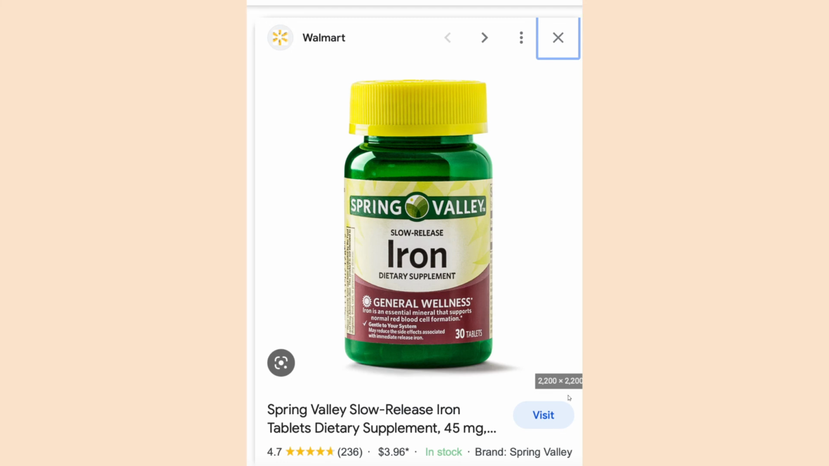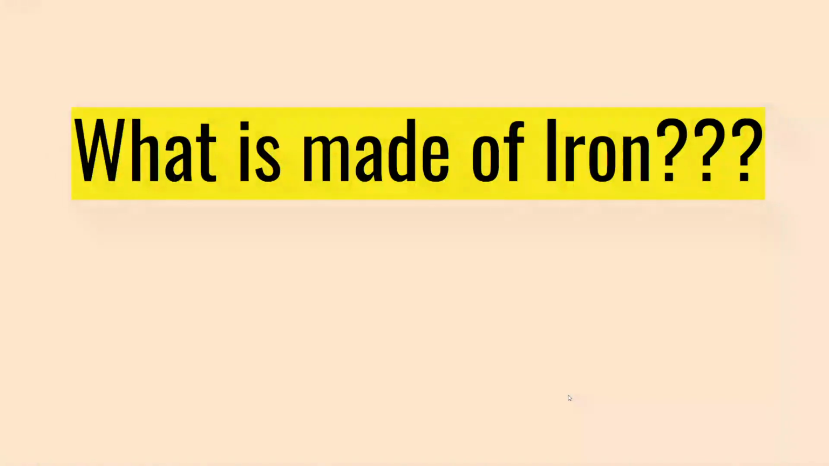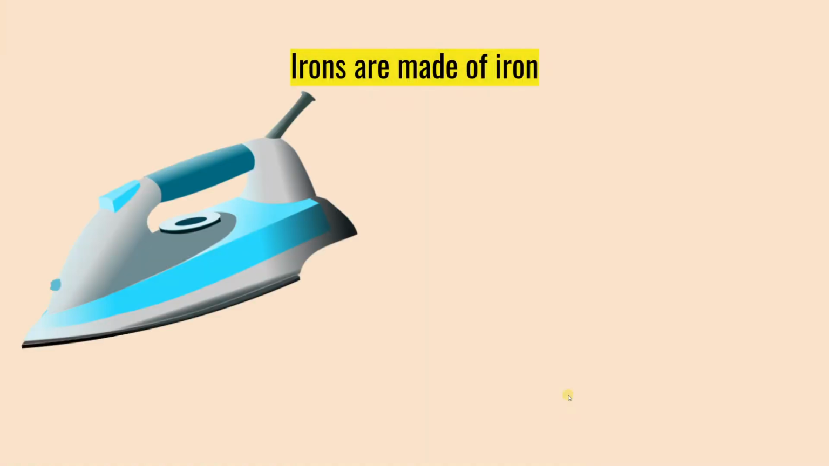So this life supporting phenomenon is present in all living things, including plants. So in plants, iron is responsible for all chlorophyll synthesizing. This means it plays a very important role in algae and phytoplankton growth and fertilization. So what is actually made of iron? So we know that iron is made of iron.